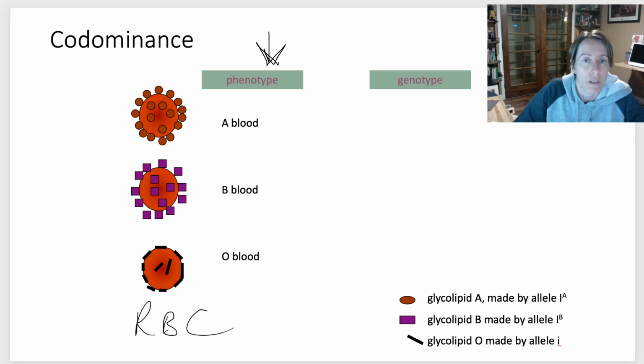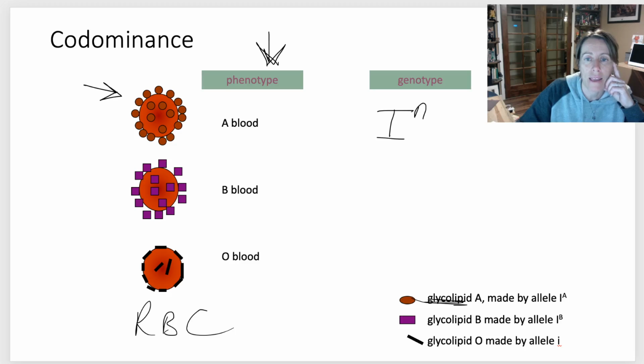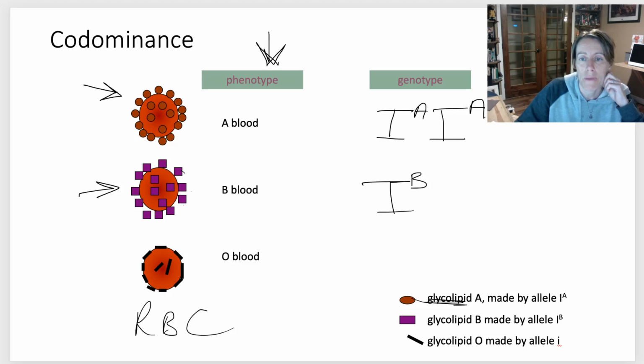Now, in real life, you can't look at the red blood cells and see what decorations are there. But in this diagram, I'm kind of faking it and showing that you can. And so if we look at this red blood cell right here, the only kind of decorations you can see on its surface are the A glycolipids, the red circles. And the genotype here, this person must have a big IA allele and a big IA allele, because all they're making is the A decoration, the A glycolipid. This person here, number 2, all they're making is B decorations. Their red blood cells have nothing but purple squares on them. So this person is big IB, big IB.